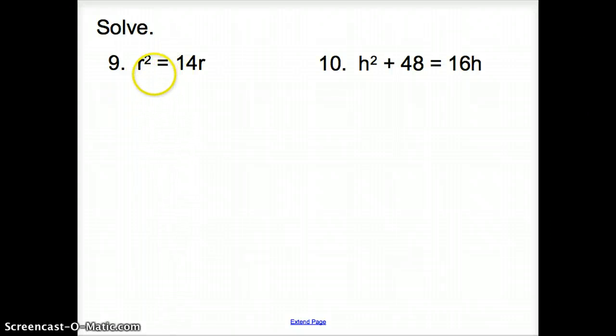Number 9. Now we are asked to solve. When we solve these with two variables, we want to get everything to the same side, right? So we want this side to be 0. We're trying to get this side equaling 0.